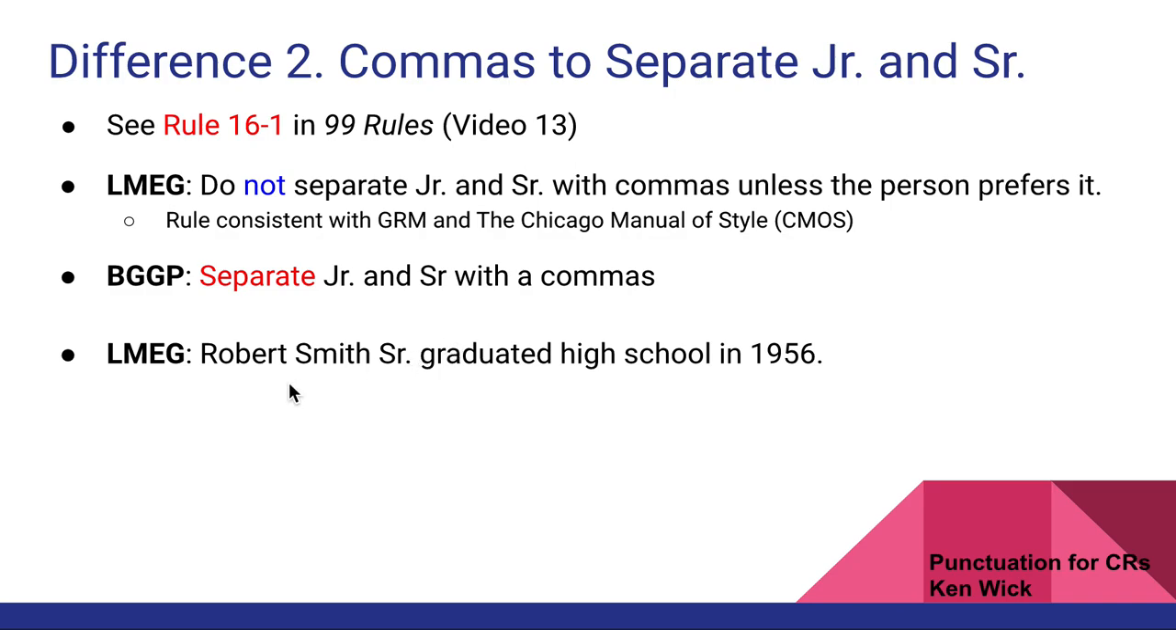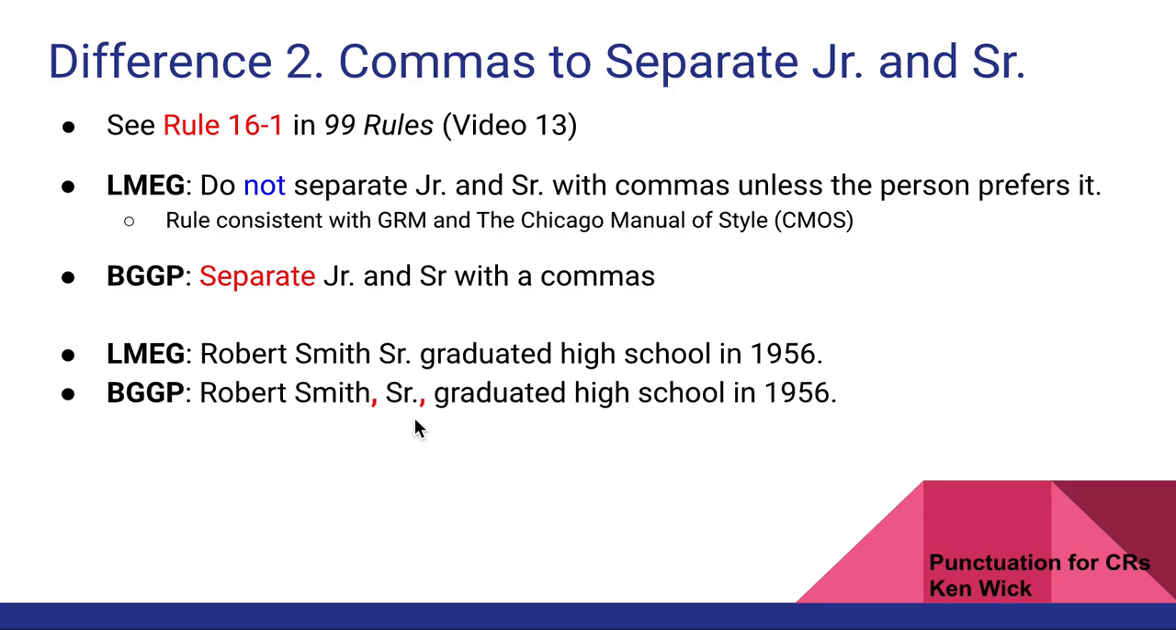So in LMEG, these are examples. LMEG would punctuate it, Robert Smith Sr. graduated high school in 1956. And the BGGP would add commas here: Robert Smith, comma, Sr., comma, graduated high school in 1956. So that's difference number 2.